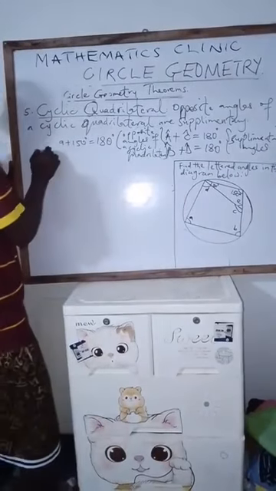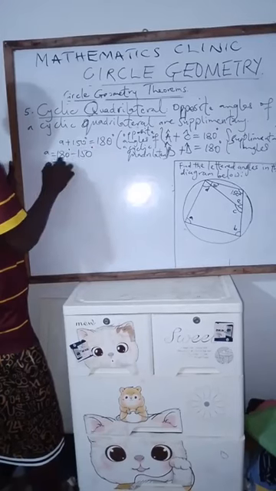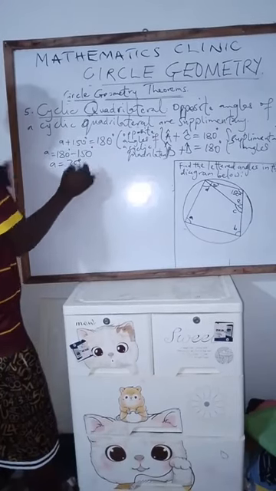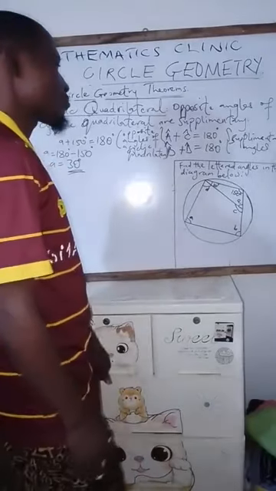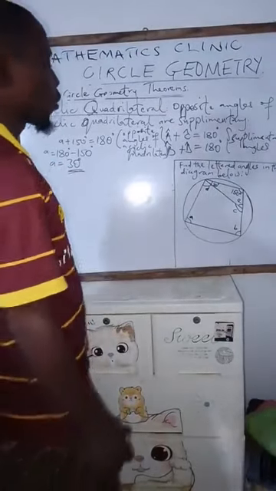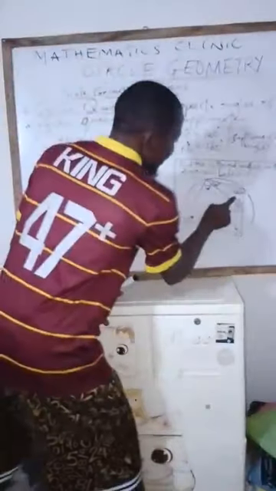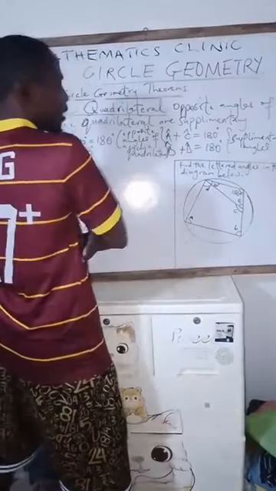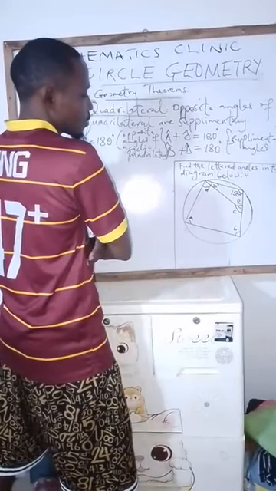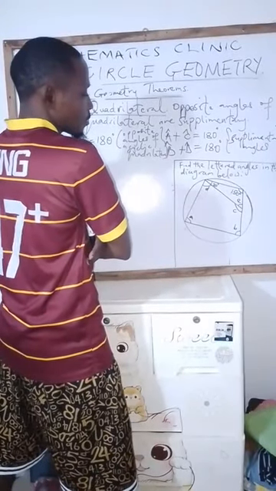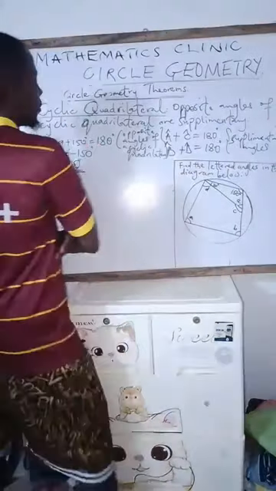So what is A then? A will be equal to 180 degrees minus 150 degrees. A is 30 degrees. That's all. Found A, we move on. What is B? We don't know yet. But look at this triangle. We can find E, we can find C.